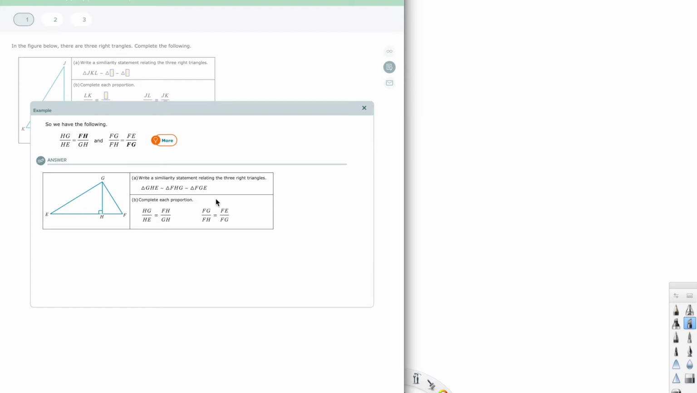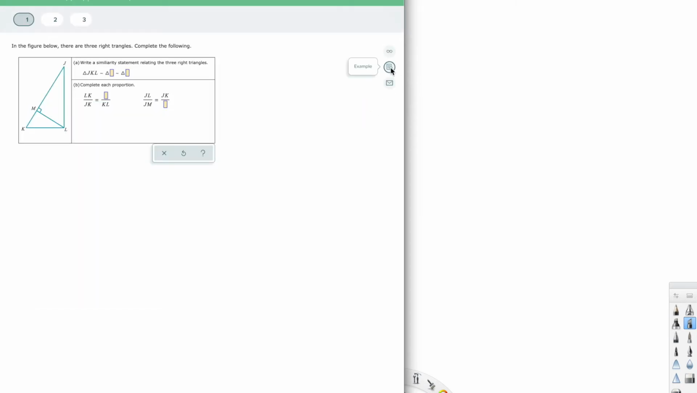It wants us to write a similarity statement for the 3 triangles, which drawing them makes very easy, and then we can also take a look at the proportions for filling them in. You can look at another example if you like. You can also message your teacher directly from the screen so we know where to come help you.